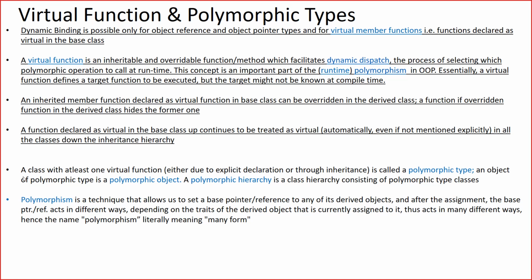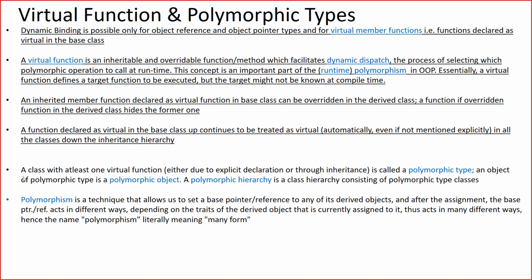And if we implement inheritance, the hierarchy in which virtual functions are there in different classes is known as a polymorphic type hierarchy. So: polymorphic type classes, hierarchy of polymorphic type classes. We all know that polymorphism is a technique that allows us to set a base pointer or reference to any of its derived objects, and after the assignment the base pointer or reference acts in different ways depending on the traits of the derived object it is currently assigned to.